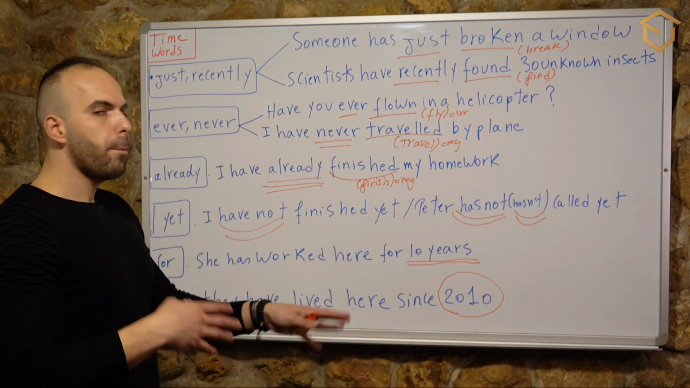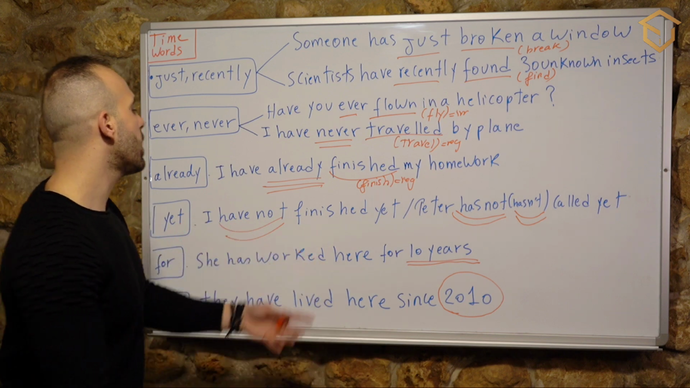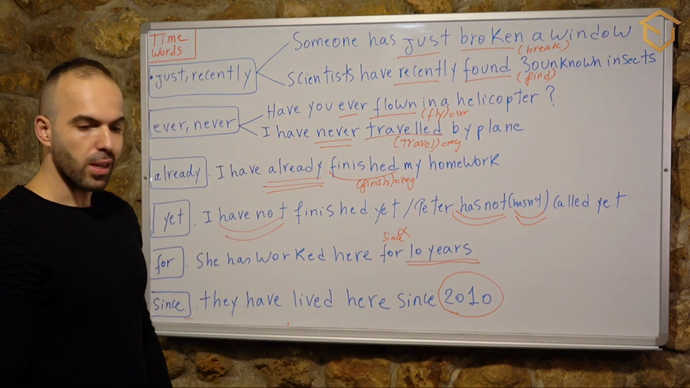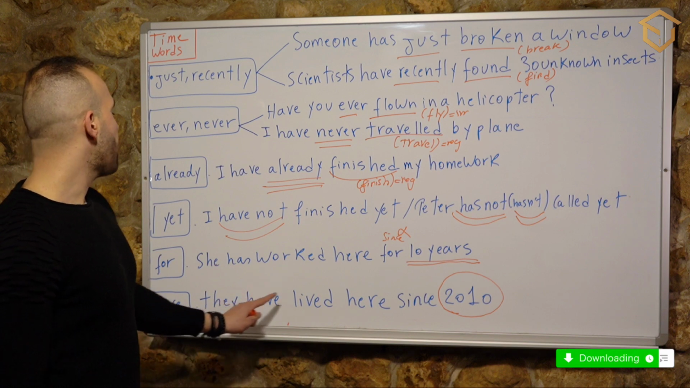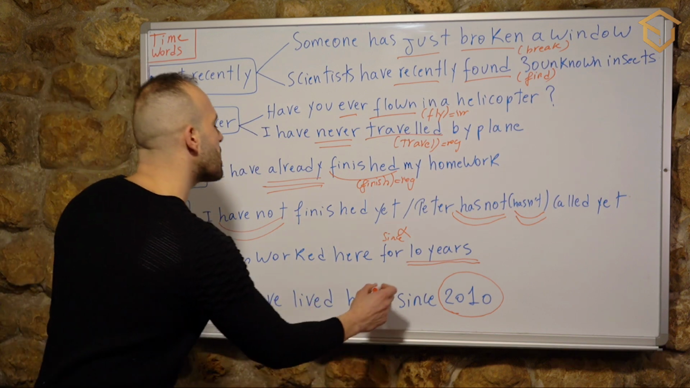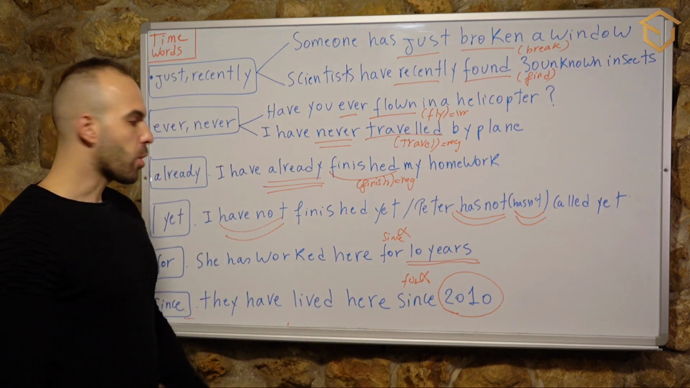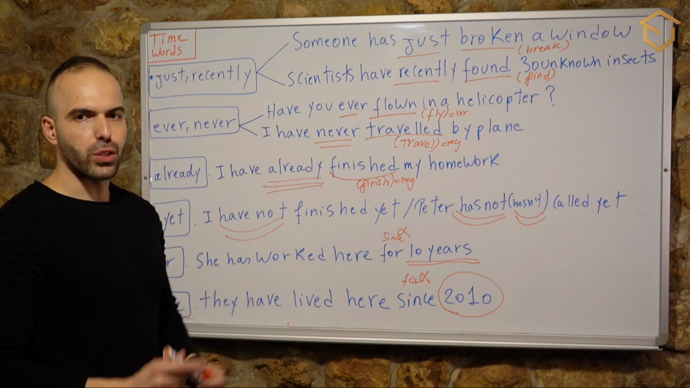So it would not be acceptable to say, for example, she has worked here since 10 years. No, it doesn't make sense. It's a length of time. And likewise, you can't say, they have lived here for 2010. It doesn't make sense either, because since is just for a specific point of time.